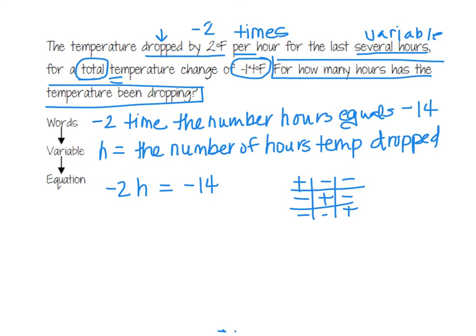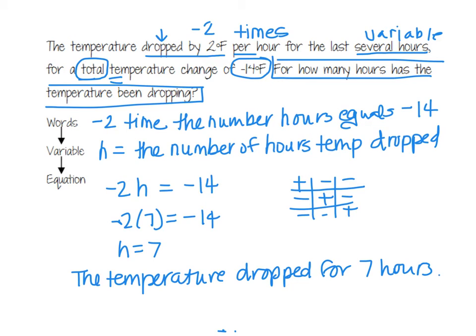That will work. So -2 times, what do we think 2 times what will give me 14? 7. And I know it needs to be positive, will equal a negative 14. So H equals a positive 7. So we can say that the temperature dropped for 7 hours.